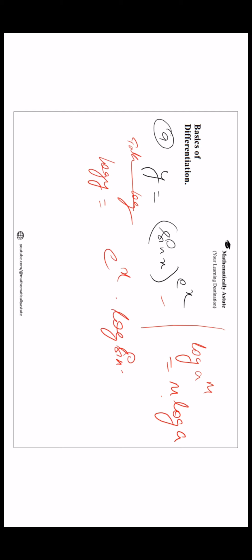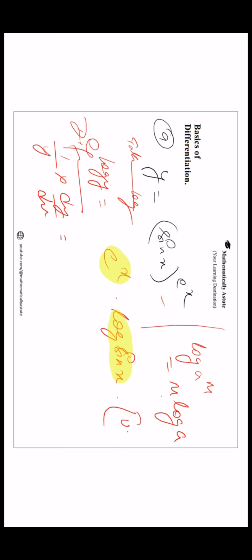Now applying the chain rule, differentiating with respect to x, the differentiation of log y is 1 by y, then the differentiation of y will be dy by dx, and here we can see e to the power x times log sine x is there. So this falls into the category of uv. As we have discussed about uv earlier, the formula we need to recall is u dash v plus v dash u.